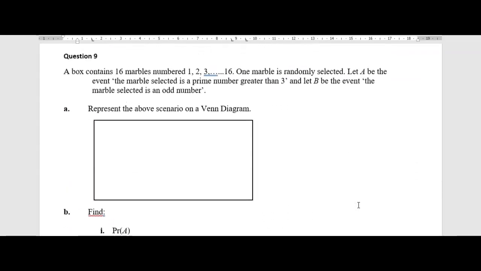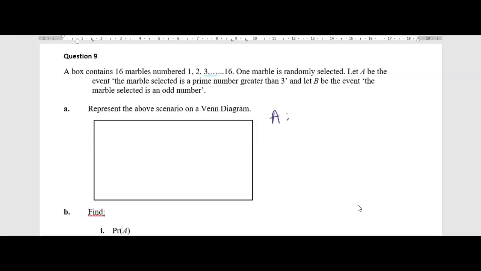All right, a box contains 16 marbles numbered 1, 2, 3, all the way to 16. One marble is randomly selected. Let A be the event the marble selected is a prime number greater than 3, and B be the event the marble selected is an odd number. Represent the above scenario in a Venn diagram.